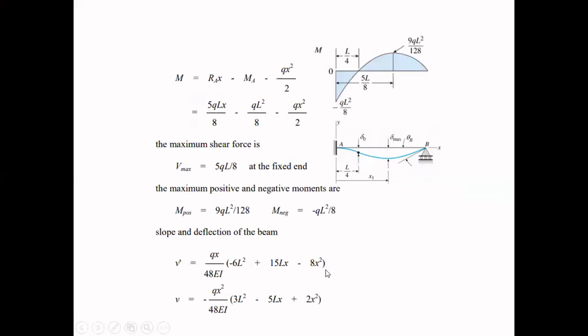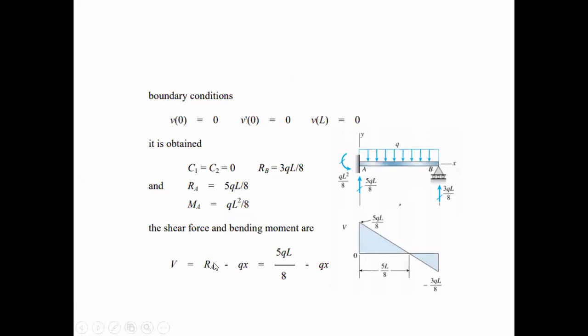Similarly, the moment will be Rax minus Ma minus qx square by 2. Similarly, we'll put the value of Ra in this equation, and we have already calculated Ma. So we'll put both values in this equation, and this will be the equation for the final moment and final shear force.